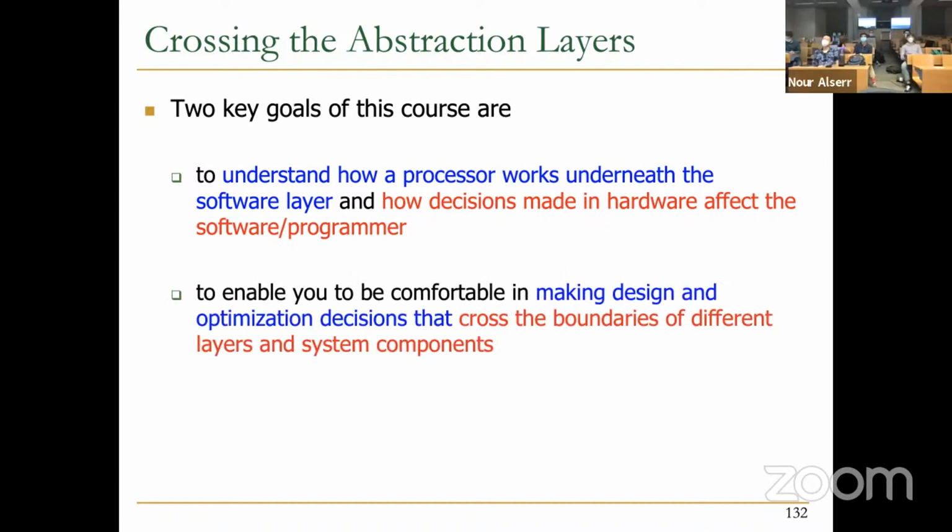And also vice versa, I should say, how decisions made in software affect the hardware as well. Hopefully we will enable you to be comfortable in making design and optimization decisions that cross the boundaries of different layers and system components. So even though abstraction layers are good for productivity, if you're really a good computer system designer, you should be able to cross those abstraction layers, and you should be able to move comfortably between the layers.